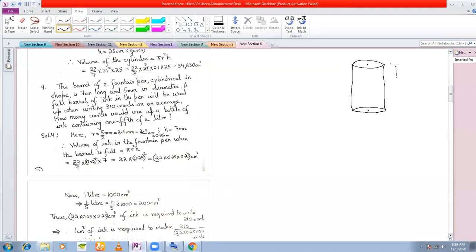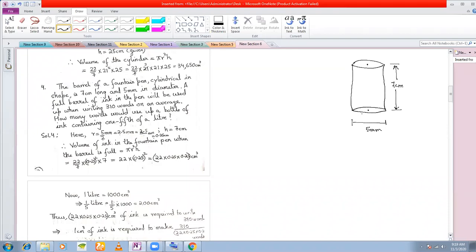The barrel is 7 centimeter long and 5 millimeter in diameter. A full barrel of ink in the pen will be used when writing 310 words on an average. So if you have ink in this barrel, and if you write 310 words, then you can use up the entire barrel. That is what it means. How many words would use up a bottle of ink containing 1/5 of a liter?